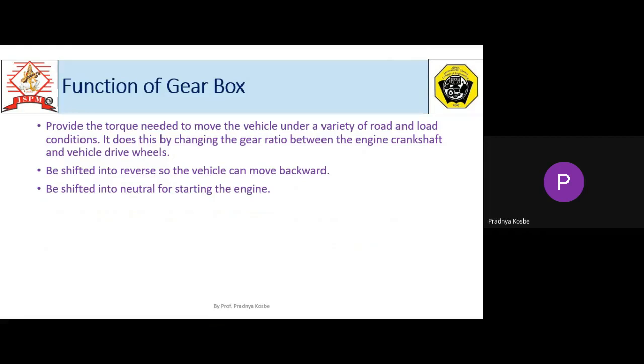And this can happen by changing the gear ratio between the engine crankshaft and the vehicle drive wheels. Also, it can shift into reverse so that the vehicle can move in a backward direction. And it can shift into neutral for starting the engine.